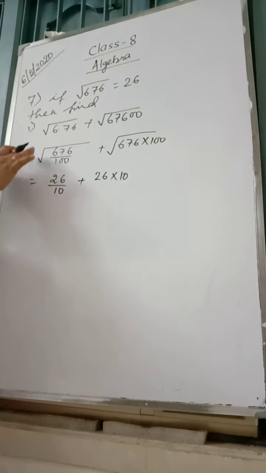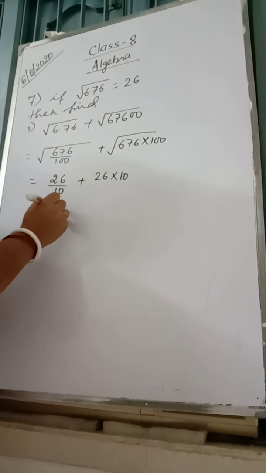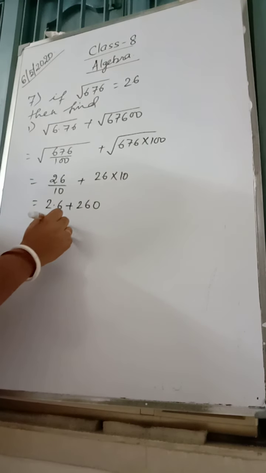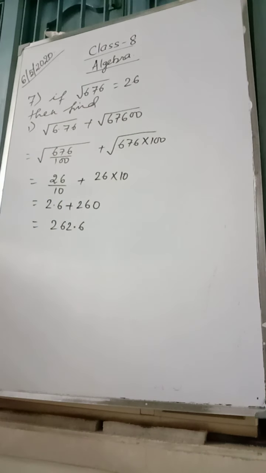So we can write it, the square root is over. Now you just see, this gives you 2.6 plus 260, or this gives you 262.6. We got the answer. How simple it is, you can see.